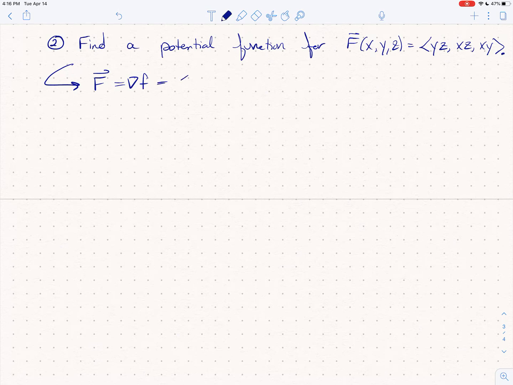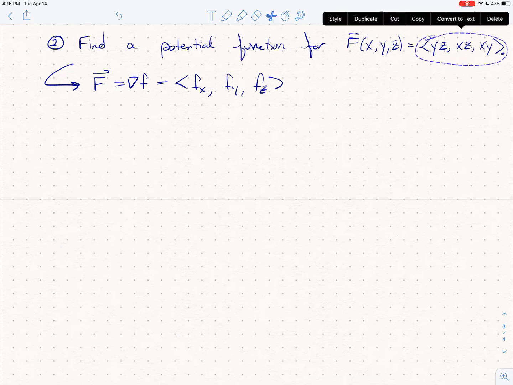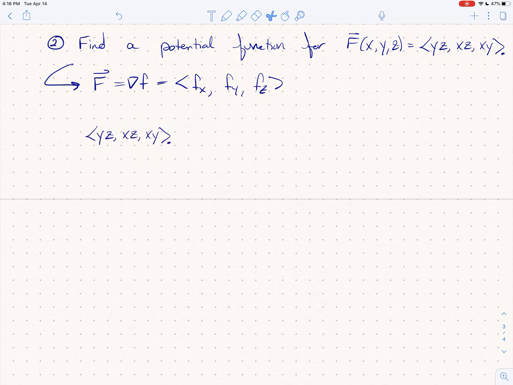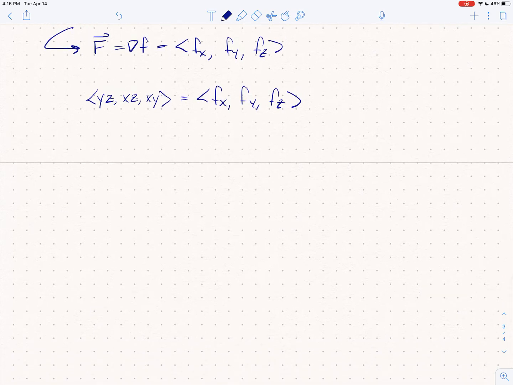Well, when I write this as the gradient of little f, then I can think about big F as f partial x, f partial y, f partial z. And so I'm saying this vector field right here, let's copy it and put it right here, is equal to the gradient: f partial x, f partial y, f partial z. So I'm going to equate some things. I can now see that little f partial x is yz, little f partial y is xz, and little f partial z is xy.